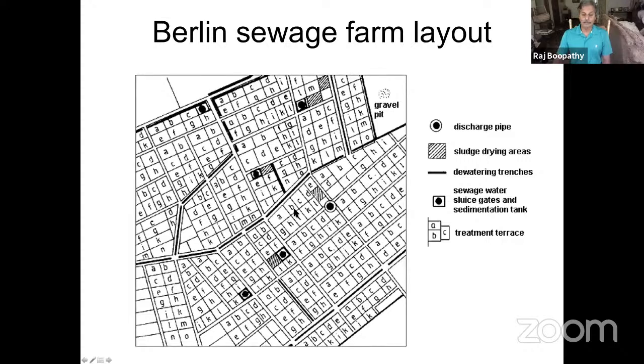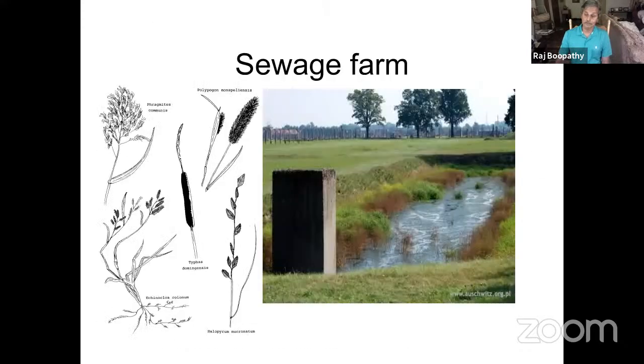And then these are different treatments. Basically, different plants are growing. So this is very popular nowadays. If you have enough land, you don't have to put in a more sophisticated sewage treatment plant and you can make it a sewage farm. So these are different plants that usually grow in Western countries in this sewage farm.